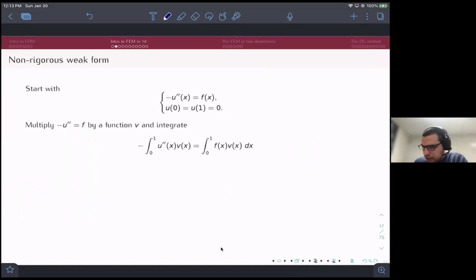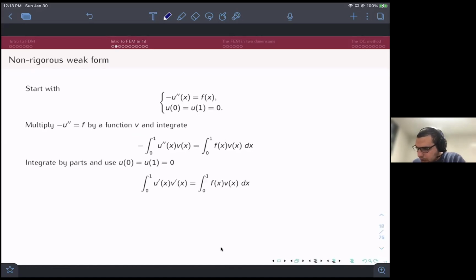And let's multiply both sides by a function v and integrate. So what I did, just multiply it by v, and then I integrated. And then let me integrate it by parts and use the fact that u(0) is equal to u(1) is equal to 0, so the boundary terms would go away. And here's what I have found.